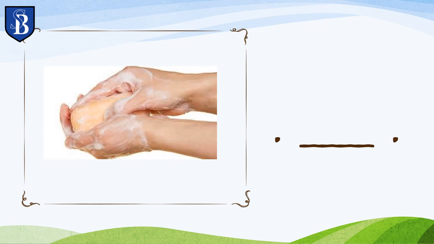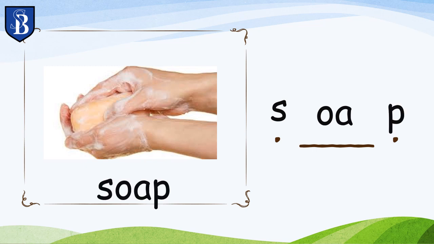What is this person holding in their hands in this photograph? I think that they might be washing their hands, cleaning them, and they're holding a bar of soap. Can you try to write the word soap using the O digraph? Let's see how you did. S-O-P, soap. S-O-A-P, soap.